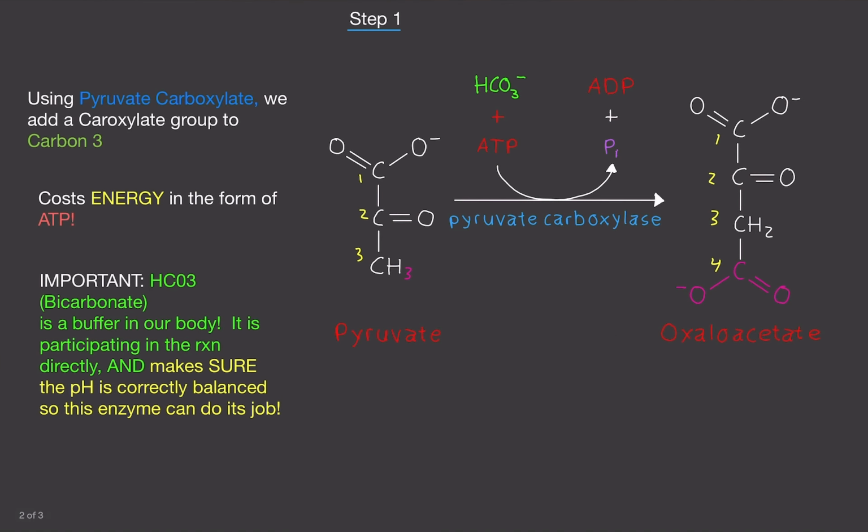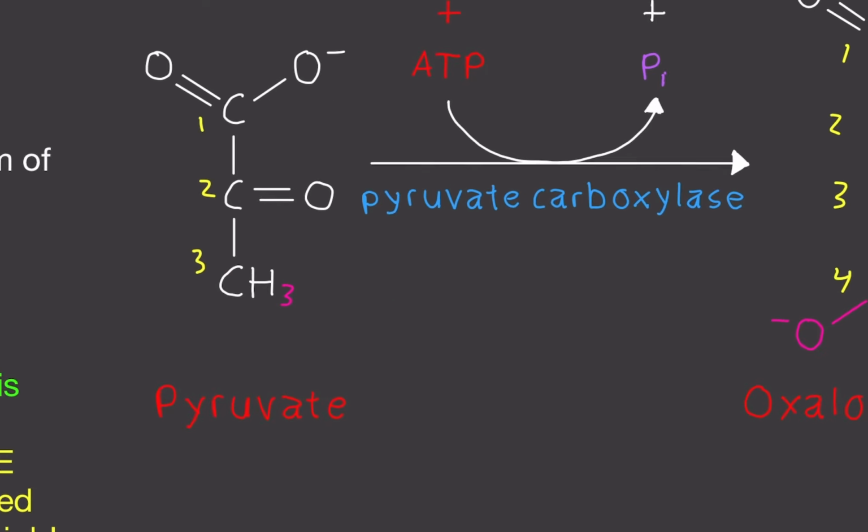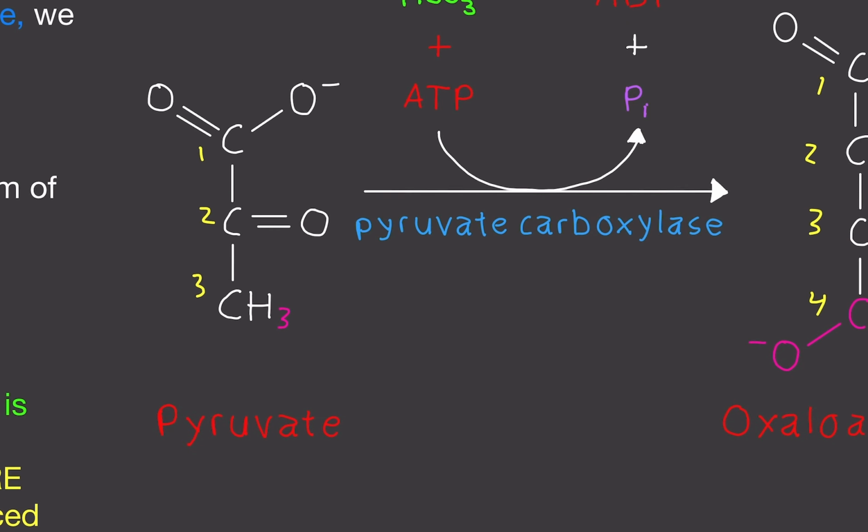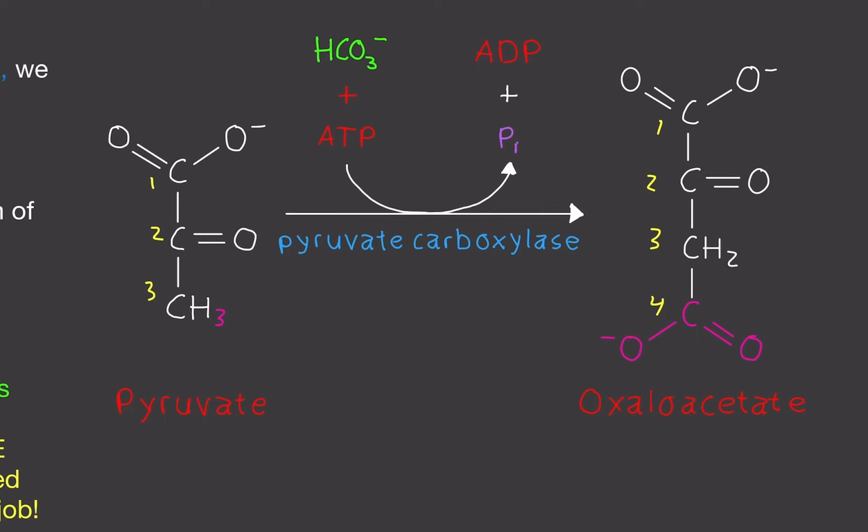So let's do it. Step 1. Here's what we're going to do. We're going to have pyruvate, because that's what we're starting with. And we're going to have the enzyme pyruvate carboxylase. And we're going to create oxaloacetate. So this requires ATP and bicarbonate. The ATP is going to basically break off into ADP plus P, and it's going to push this reaction forward. Notice that this is irreversible. Once we go from pyruvate to oxaloacetate, there is no going back.